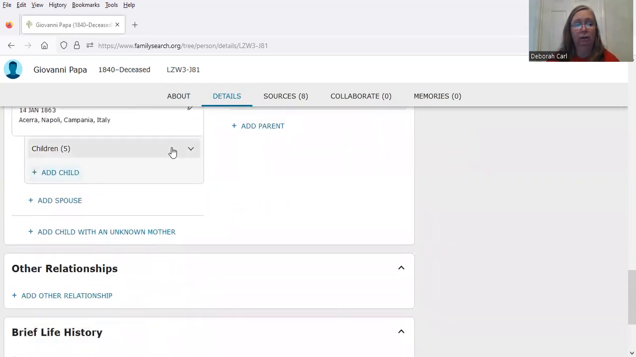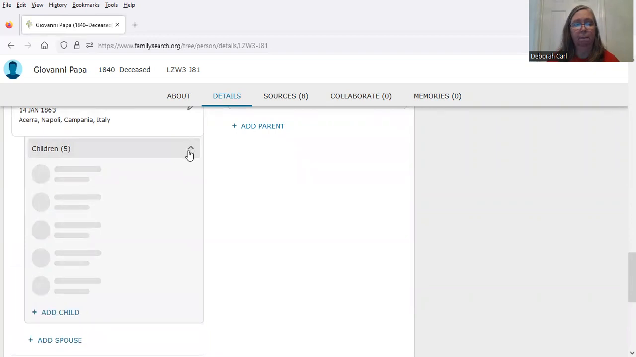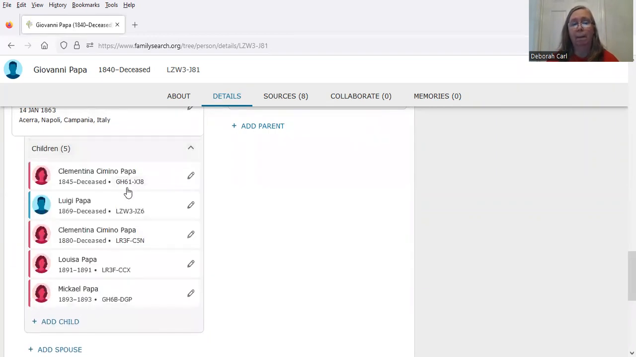Now let's look at the children. Clementina Semino Papa, 1845. He would have been about 5 years old, so this is not possible. I looked at the original record. 1845 is a transcription error. The record is actually 1865, which works, since they got married in 63. This is legitimate, it just needs to be fixed. Luigi Papa is good. Here we've got this Clementina Semino Papa again. She does not have a source.